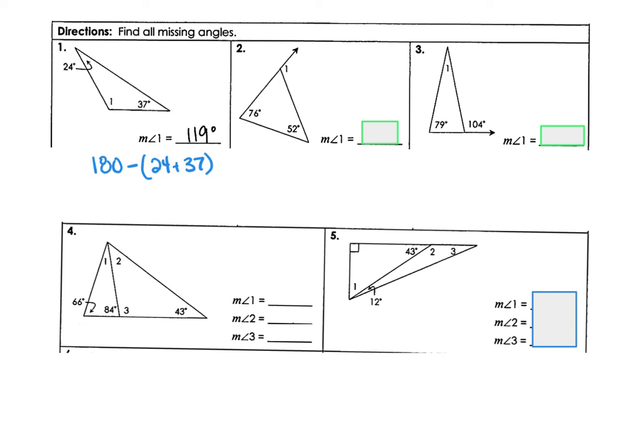And I'll get that angle 1 is 119. So this tells me, first of all, that I have an obtuse triangle, right? It also tells me that these two are not congruent. So when we talk about isosceles triangles a little bit more tomorrow, it also tells me a little bit more about the sides. So go ahead and do 2 and 3.